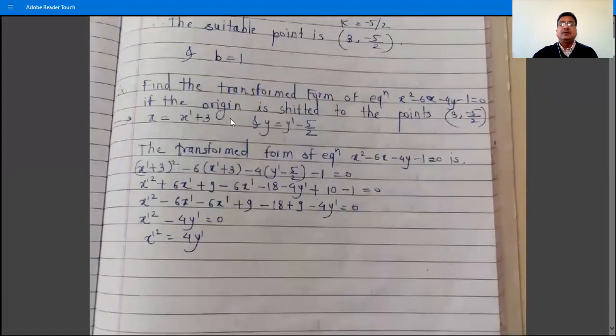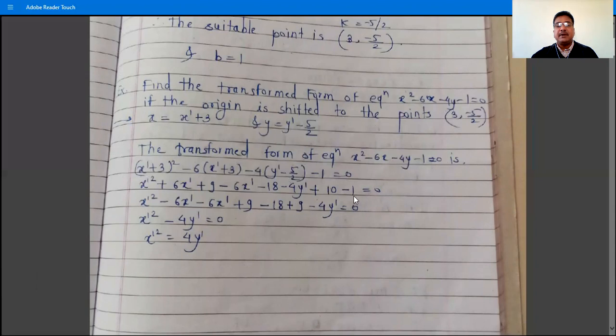So if we solve this example, that is, find the transformed form of this equation if the origin is shifted to this point (3, minus 5 by 2), what is the transformed form of the given equation? Substitute x as x dash plus 3, y as y dash plus k, where k is minus 5 by 2, so y is equal to y dash minus 5 by 2. So what do we have? The transformed form of this equation is this.